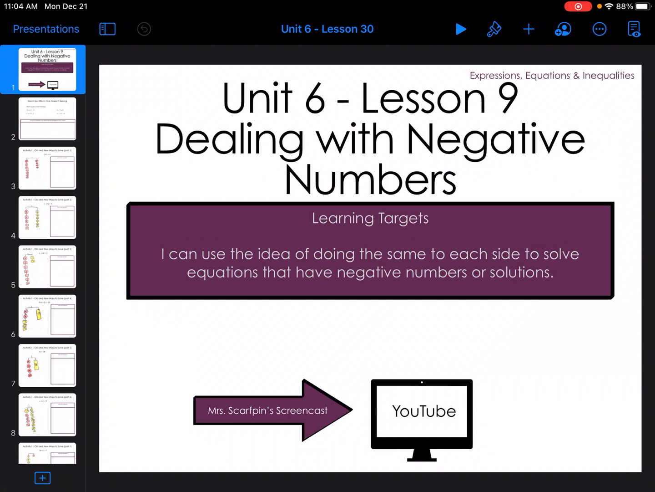Unit 6, Lesson 9, Dealing with Negative Numbers. I can use the idea of doing the same on each side to solve equations that have negative numbers. So we're going to do a lot of hands-on stuff in school, and this is going to be a little bit of a challenge, and it's going to kind of make sense why we've been doing it this way.